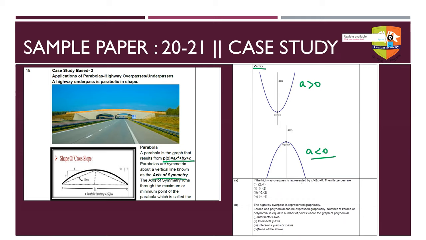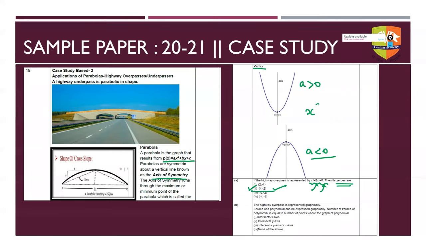The highway overpass is represented by x square minus 2x minus 8. Then its zeros are, find the zeros. Simple. Find the zeros. So, 4 and minus 2, right? So many people are saying 4 and minus 2. Very good. So you can find the zero directly. And, you know, since it is an MCQ, you can pick this one directly. Why? Because 4 plus minus 2, sum of the roots is 2 and product of roots is minus 8.